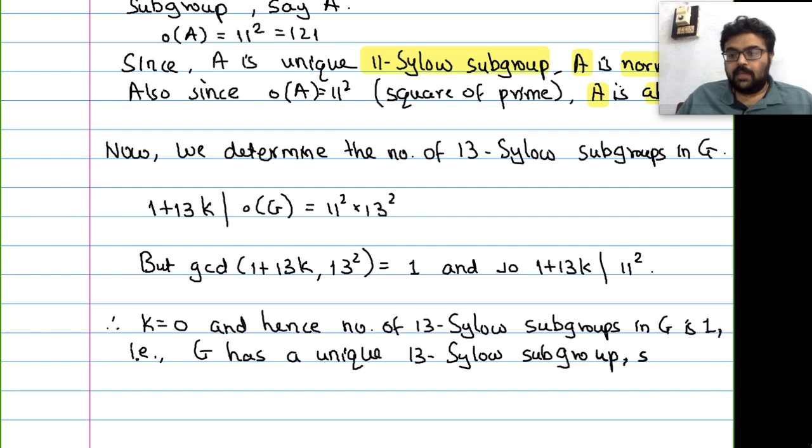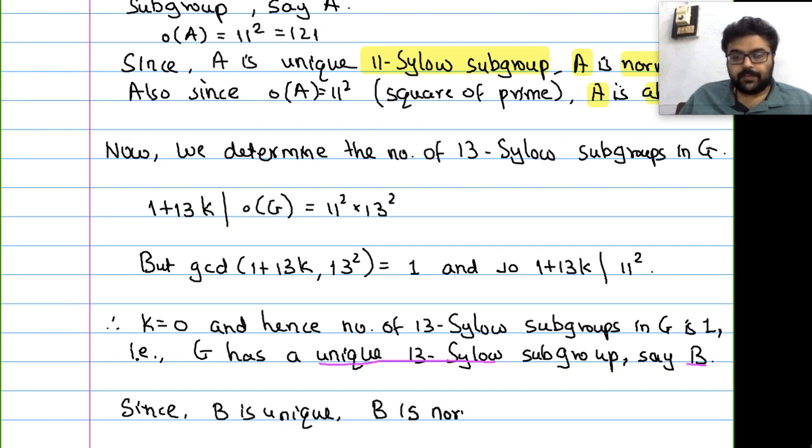Alright, let us call it B. The 11 Sylow subgroup we called A, so let us call this one B. Because it is unique, B is the unique 13 Sylow subgroup, and therefore B is normal.